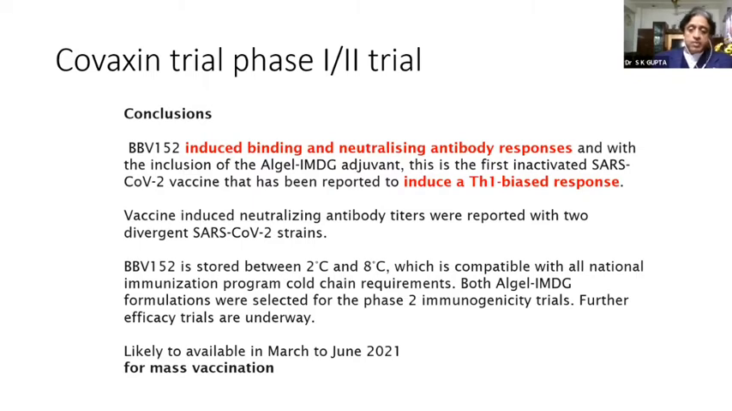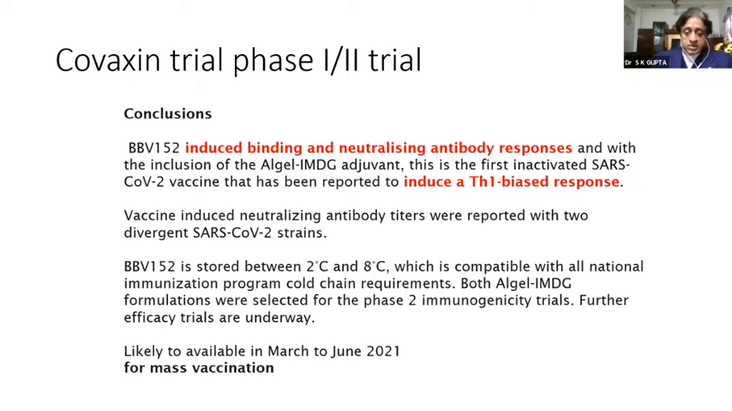They have also been able to introduce a Th1 based response. This vaccine is likely to be available to the masses somewhere between March and June 2021. And because this vaccine has cold chain requirements which are compatible with the other immunization programs already being held in India, it can be stored between 2 to 8 degrees centigrade.